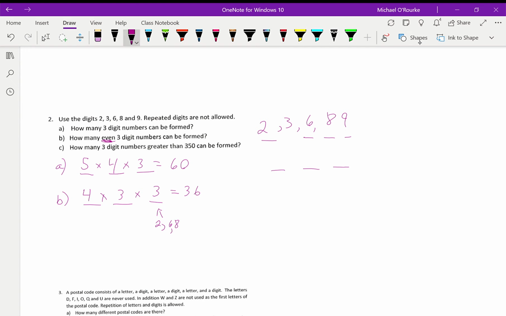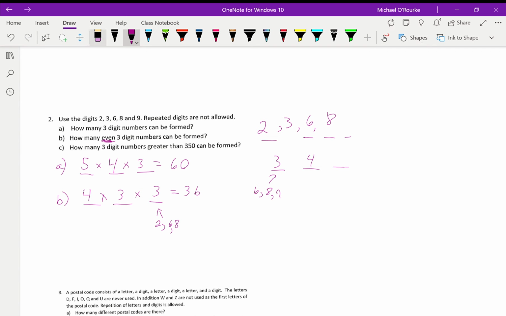We could pick a number that's automatically going to be over 350. We can put a 6, 8, or 9 in this first slot. That's automatically going to be over 350 because it's going to be 600, 800, or 900. So there's three options to go there, the 6, the 8, and the 9. Now let's say we took the 9 out. Then how many options would we have for the next one? We would have 4. Then we take another one out.